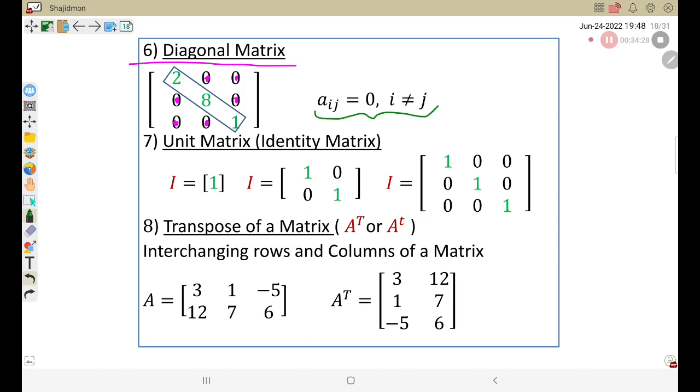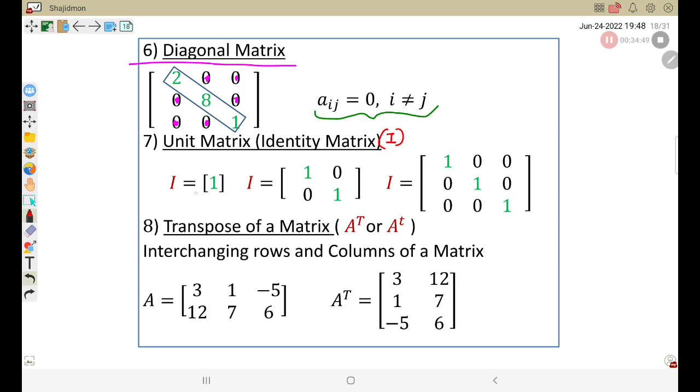Okay. Now we will come to the seventh category: unit matrix or identity matrix. Unit means one. Identity matrix, identity. Okay. One, number one. So, identity matrix we always represent with the capital letter I. Identity matrix means it is a diagonal matrix, but the diagonal numbers should be 1.